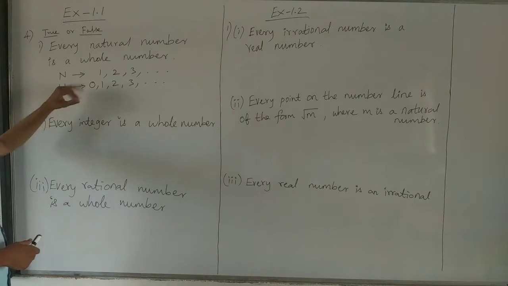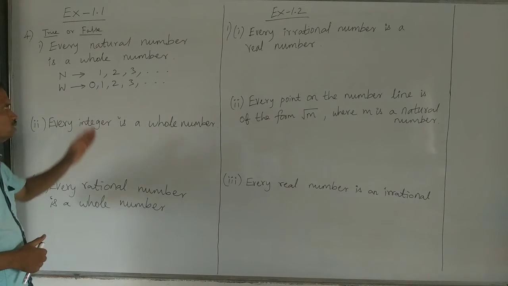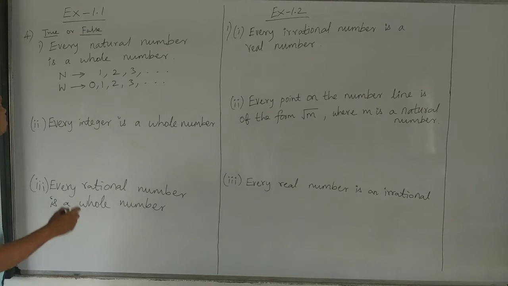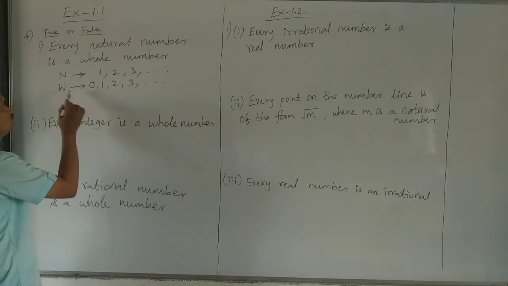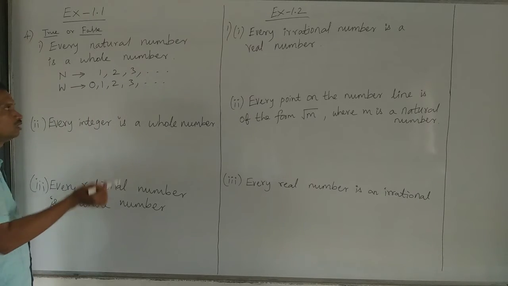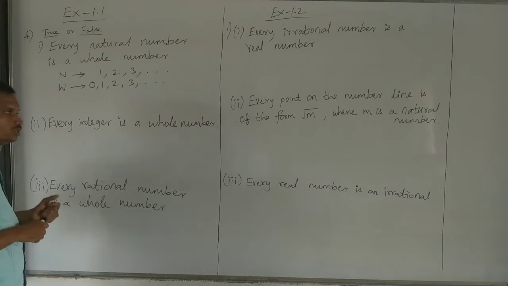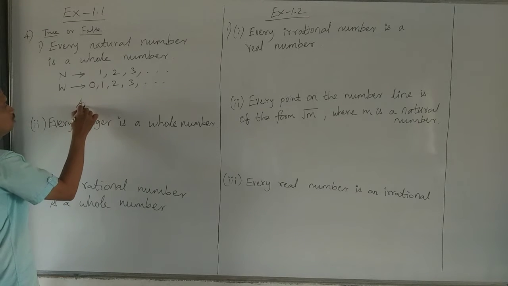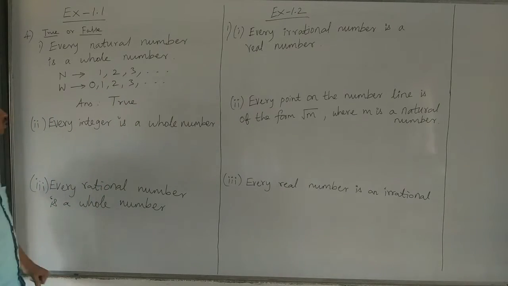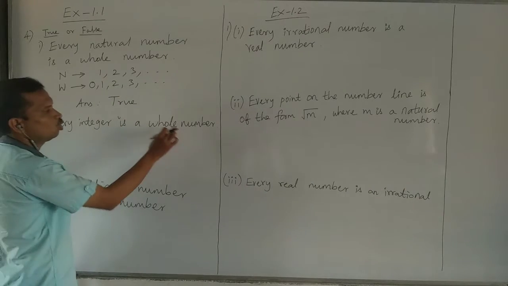Therefore, by comparing this, can you say true or false? Because natural number is 1, 2, 3. So whole number is also 1, 2, 3 is there. So every natural number will be whole number. So the answer is what? True. You understand? Okay.